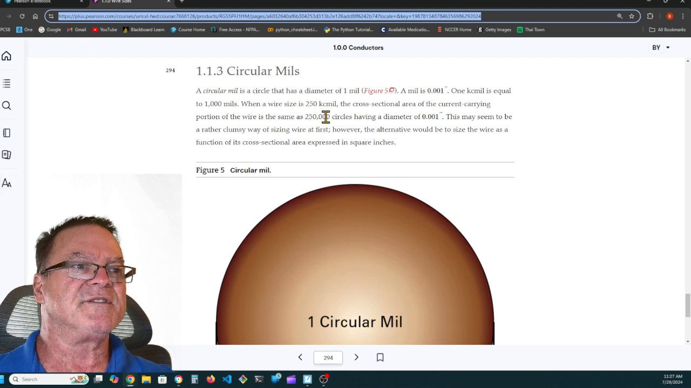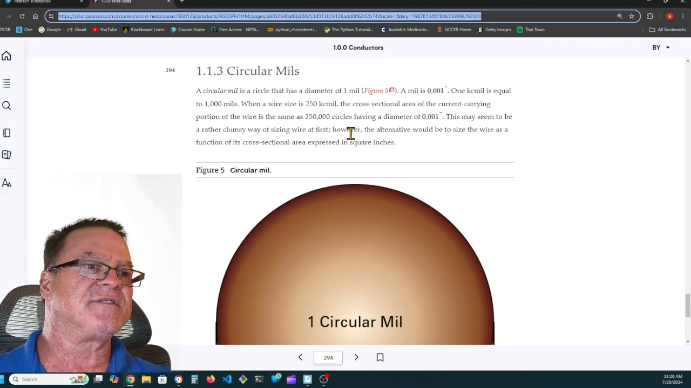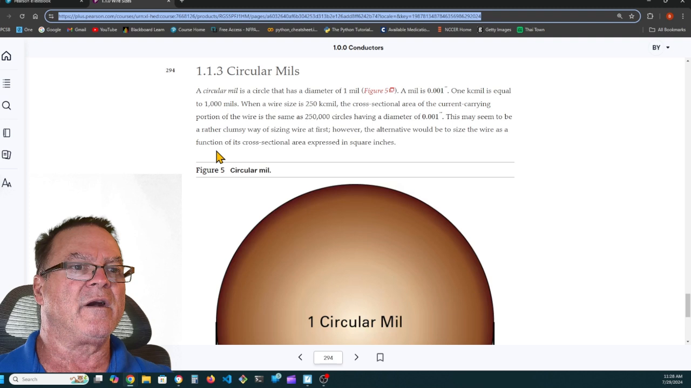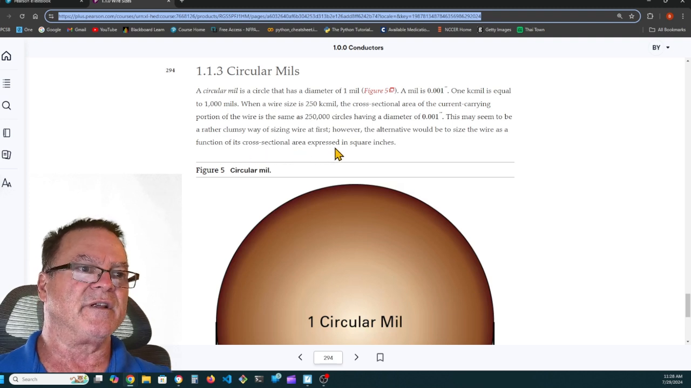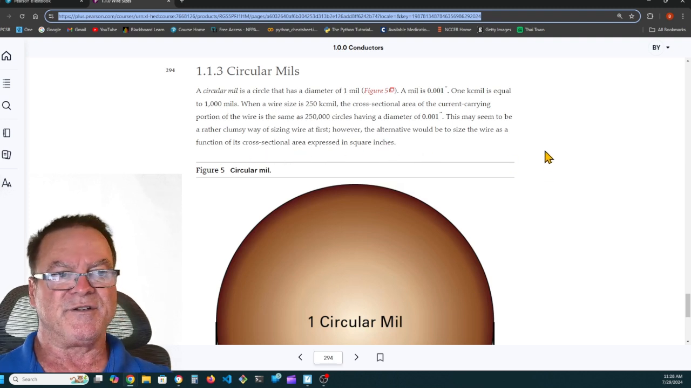When a wire size is 250 kcmil, the cross-sectional area of the current carrying portion of the wire is the same as 250,000 circles having a diameter of 1/1000th of an inch. This may seem to be a rather clumsy way of sizing wire at first. However, the alternative would be to size the wire as a function of its cross-sectional area expressed in square inches.